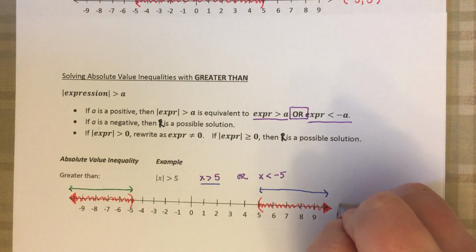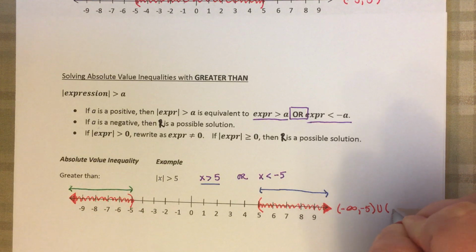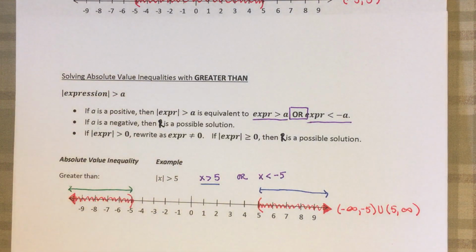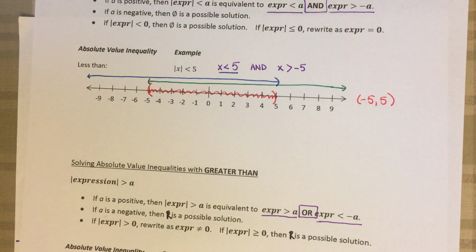And then in interval notation, we're going to say negative infinity to negative 5 union positive 5 to positive infinity. Right, so these two ideas here are going to be key to the next few examples that we're going to go through. Okay.